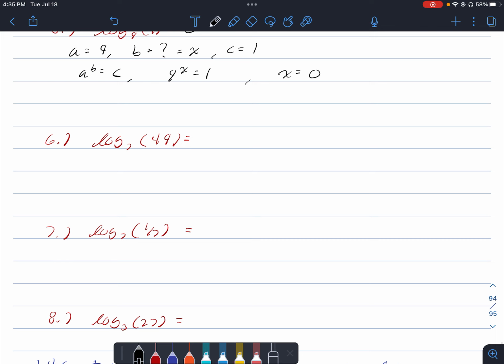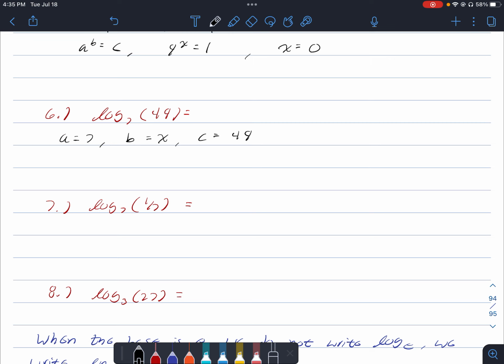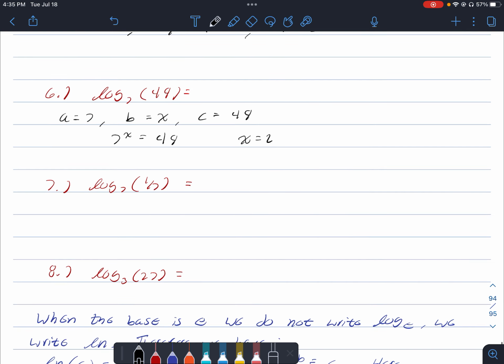So now let's take a look at this one. What about log base 7 of 49? So we have a is 7. We don't know b, so we can say b is equal to x again. And we can say c is equal to 49. So we have 7 to the x is equal to 49. So what value of x will make 7 to the x equal 49? Well, we know 7 squared is 49, so we can say that x is equal to 2. Therefore, log base 7 of 49 is equal to 2.